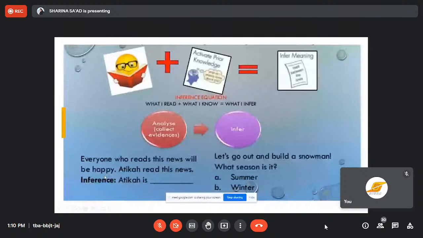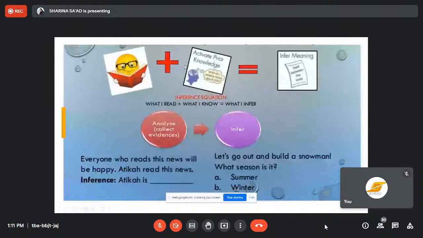Okay. Go out and build a snowman. What season is it? So you use your prior knowledge. You know that a snowman can only be built during winter. Takkan sama. There's no snow in summer. Okay, you have to use your prior knowledge.